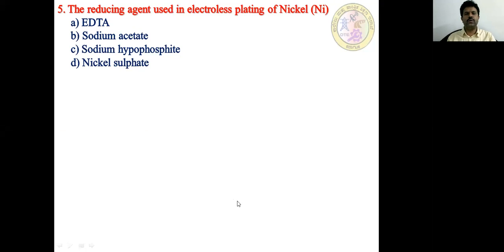The reducing agent used in electroless plating of nickel, option A, EDTA, option B, sodium acetate, option C, sodium hypophosphite, option D, nickel sulfate. The reducing agent used for electroless plating of nickel is sodium hypophosphite. Hence, the right answer is option C.